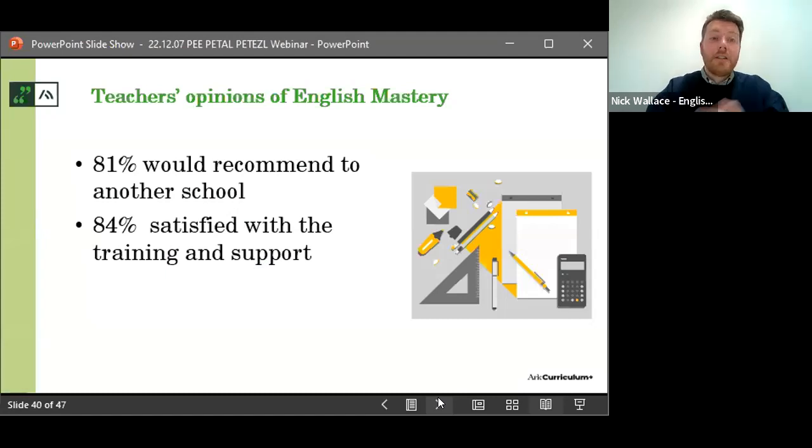And how did teachers view the programme more broadly? 81% would recommend English Mastery to another school. 84% were satisfied with the training and support we have. So we have a really close, intimate relationship with schools where we go into schools, we provide bespoke training for departments. This is what a teacher said about our support.